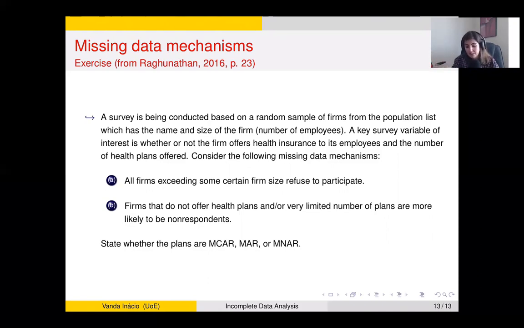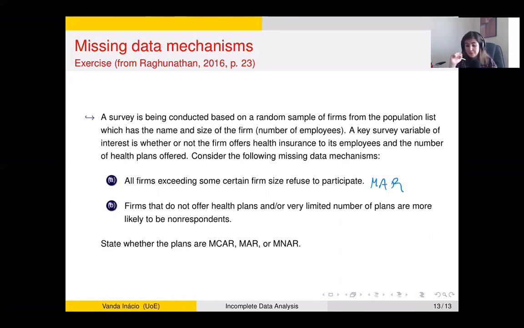So in situation A, we are told that all firms exceeding a certain firm size refuse to participate. But we know that firm size is a measured variable. So the missingness on the number of plans offered depends on the firm size, and the firm size is observed. So this is missing at random.